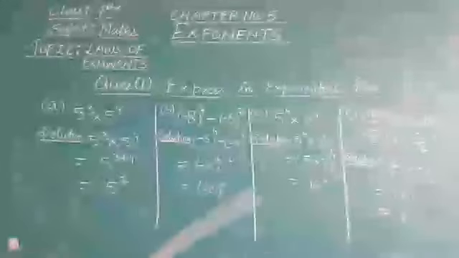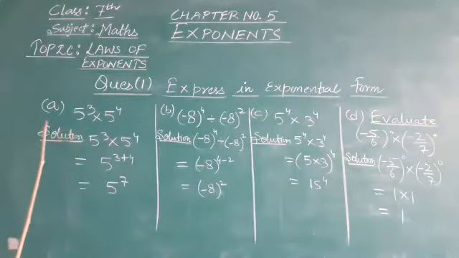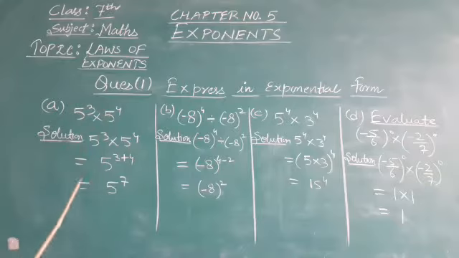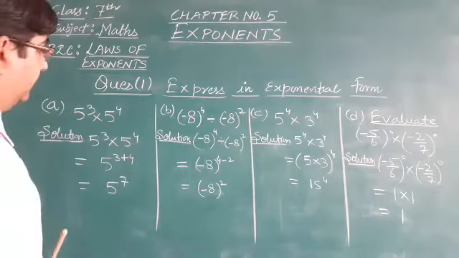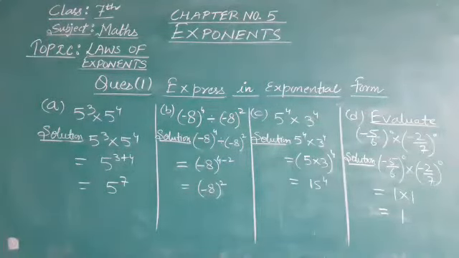So the question is to express in exponential form. First, 5 to the power 3 multiplied by 5 to the power 4. Here the base is the same, that is 5. So according to the law of exponents, when the bases are the same, the powers or exponents will get added. So 5 to the power 3 plus 4. It means we will add the powers. 3 plus 4 gives 7. So the answer will be 5 to the power 7.